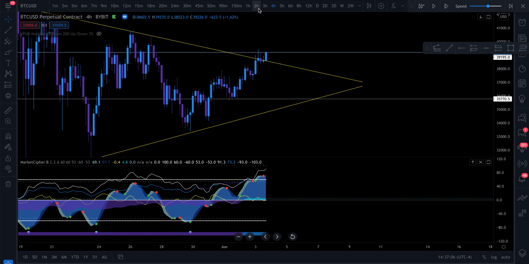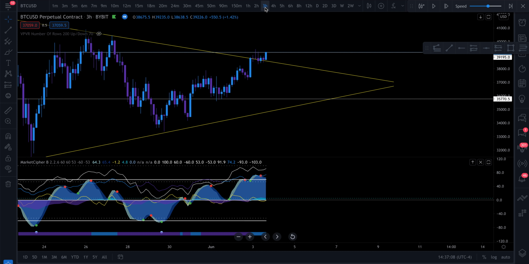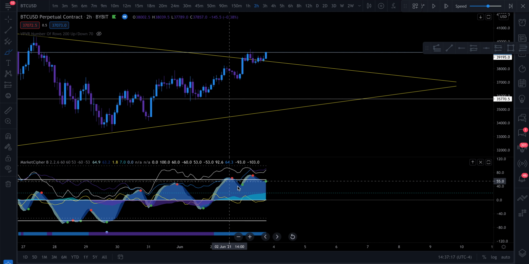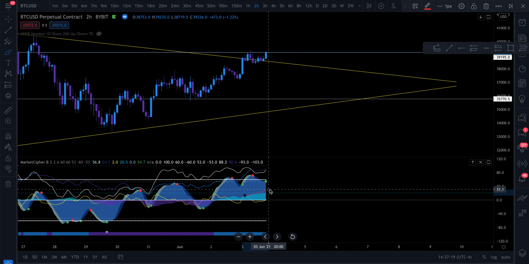Now we go down to the 3-hour. What do we see? Well, we still have the red dot in the 3-hour, but things are looking kind of bullish. If we come to the 2-hour, we're printing a green dot on the 2-hour. Okay, money flow is getting thicker. This is pretty bullish looking.